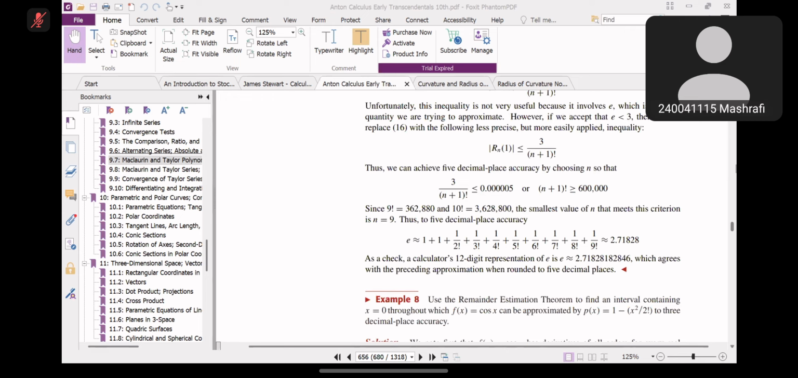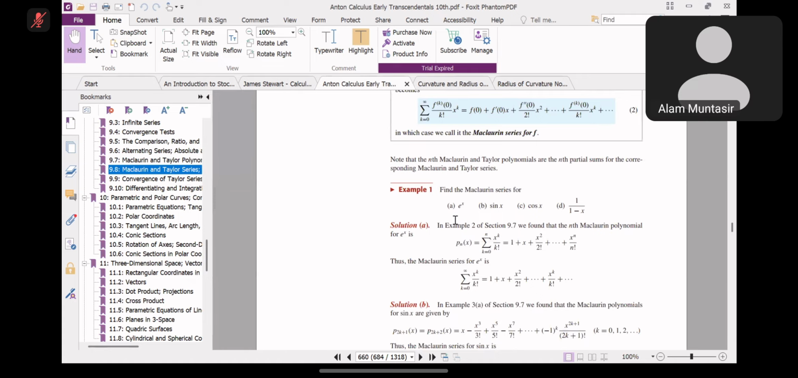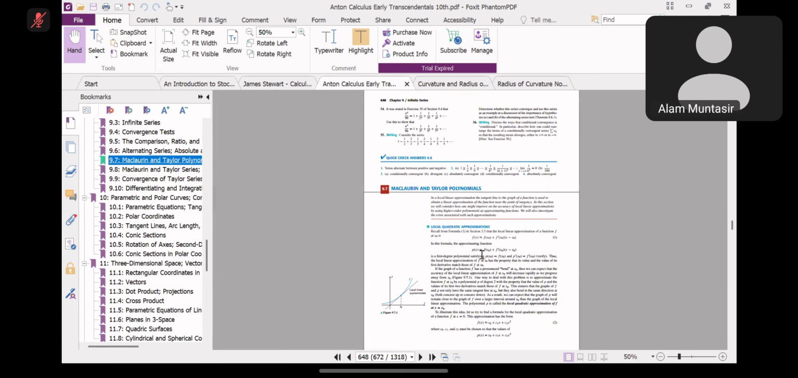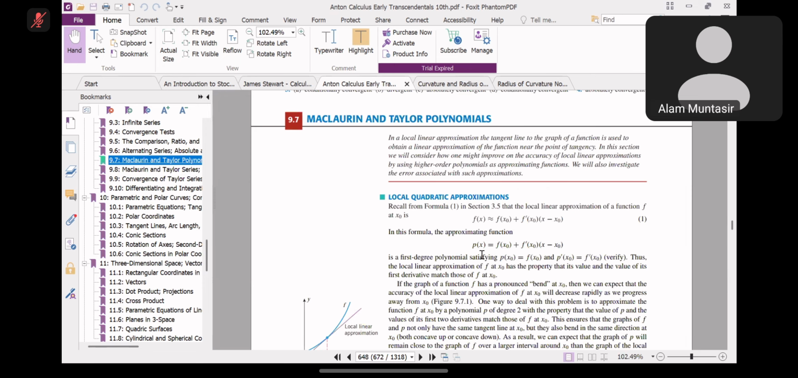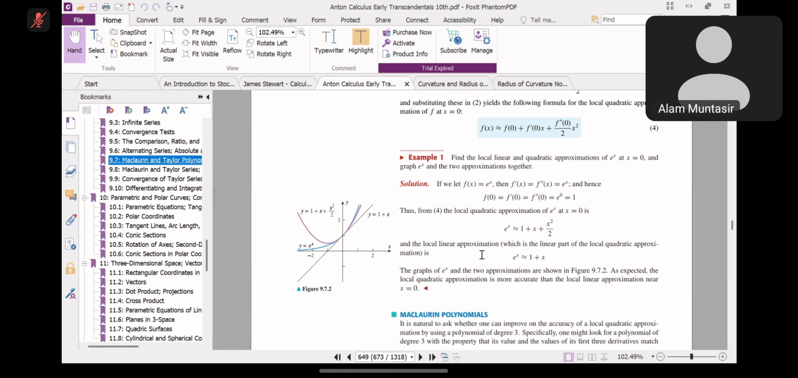Sir, is it the same for 9.8? Do we just go to the examples? Yeah, 9.8 is actually the summary of 9.7, the same thing. You can apply the formulas given in 9.7. 9.8 is the additional part of 9.7, but the main core thing is discussed in 9.7. You can relate the problems with 9.8. Okay.